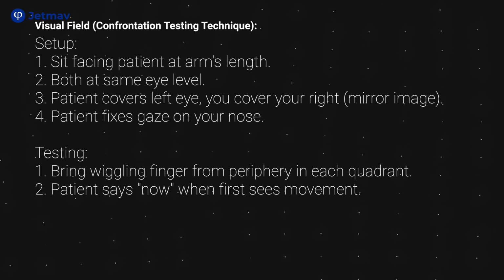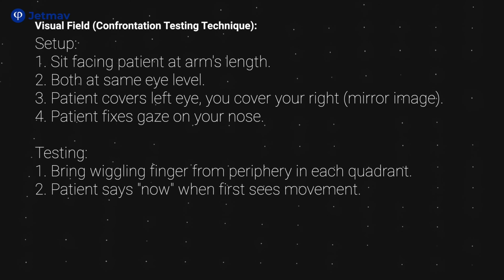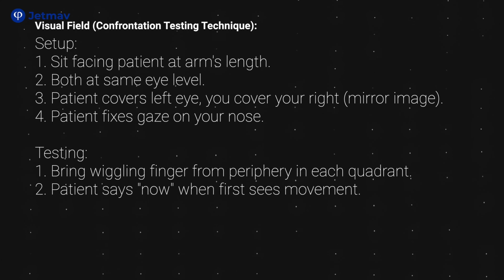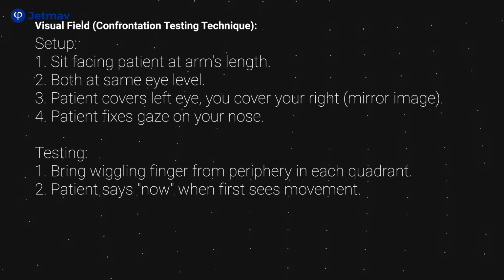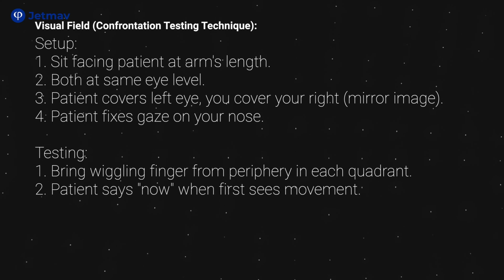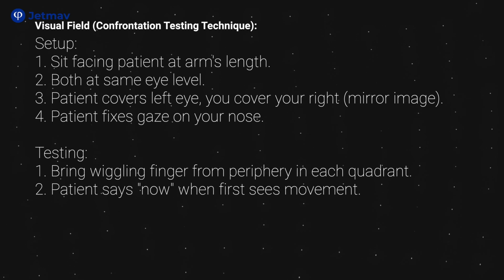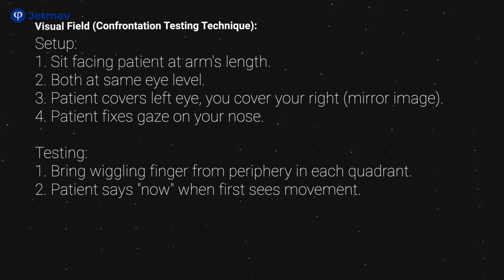Then, sitting facing the patient, you wiggle your finger from out to in. You test the outer upper, the outer lower, then the inner upper and the inner lower. So you wriggle your fingers from the periphery, bring it in, and tell the patient to tell you when they're able to see your hand. They should be able to see it at the same time as you. That's how you test for the visual fields.